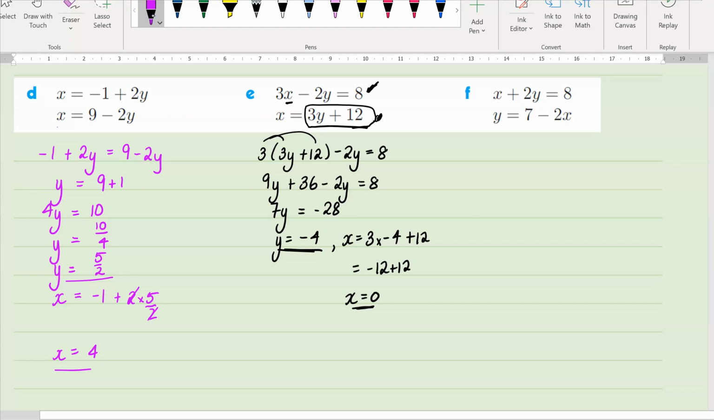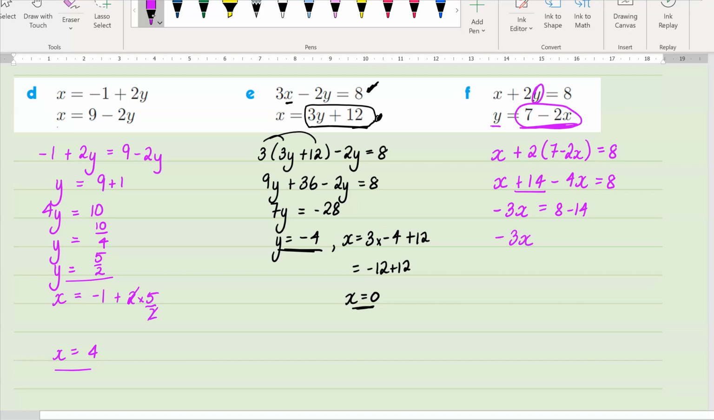Last one coming up, because then I really think you've got the gist. We've got y equals, right, all of this. So wherever y is in our first equation, I'm going to replace it with that. So x plus 2 times y, which is 7, take 2x, up here, equals 8. So x, 2 times 7 is 14, 2 times minus 2 is minus 4, equals 8. Gather your like terms, 1x, take 4x is minus 3x. Get rid of the plus 14 by whacking it on the other side. So we've got minus 3x equals 8 take 14, which is minus 6.